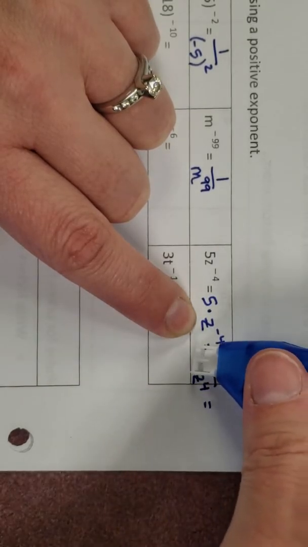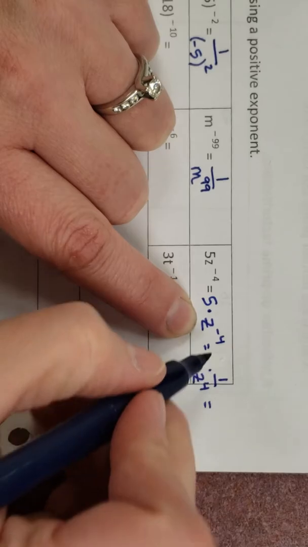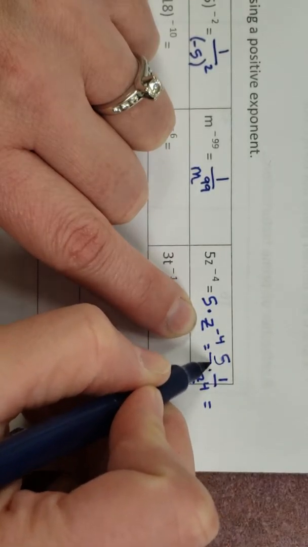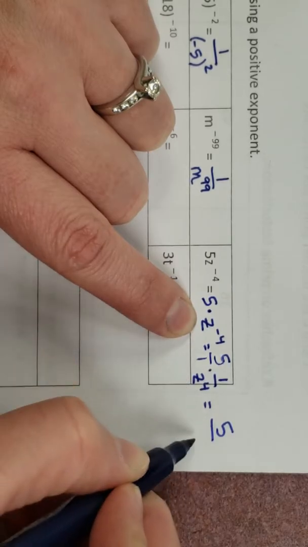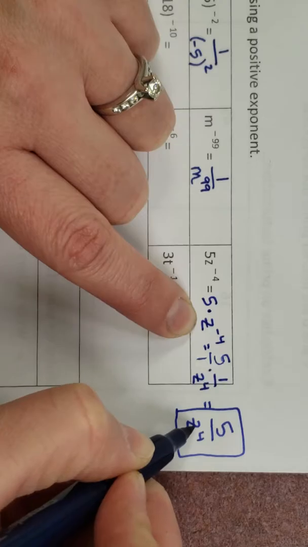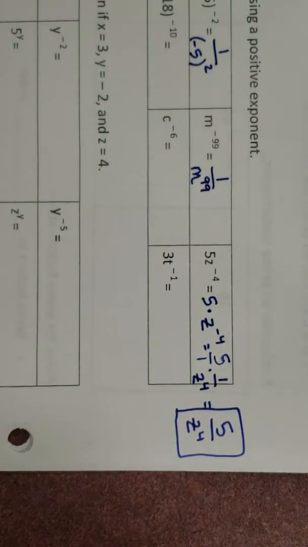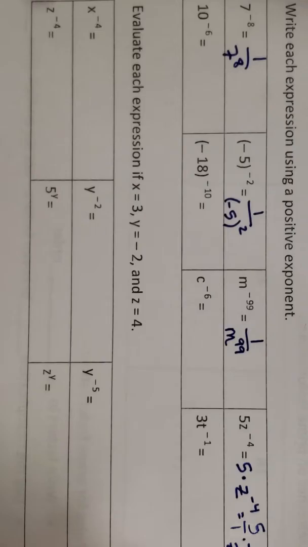Why don't I change this up so I can show you another way to represent 5. This is 5 in the numerator. It'd be the same as 5 over 1. 5 times 1 is 5. 1 times z to the 4th is z to the 4th. So this is the final answer. Kind of looks like a math problem, but it is the solution. Okay, why don't you try the next row, give it a pause, and then you can start it back up and see how you did.